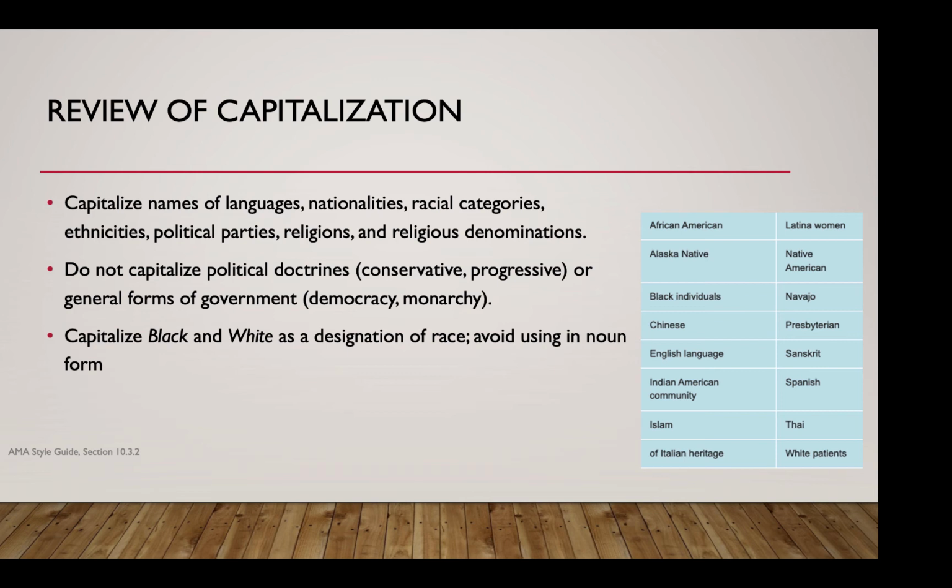So we capitalize names of languages, nationalities, racial categories, ethnicities, political parties, religions, and religious denominations. Do not capitalize political doctrine or general forms of government, and capitalize Black and White as designations of race. Avoid using them in the noun form. So on the right-hand side are some examples of how we would capitalize these. And you'll look at the example where it says Black individuals and White patients would be the proper usage of capitalization of those.